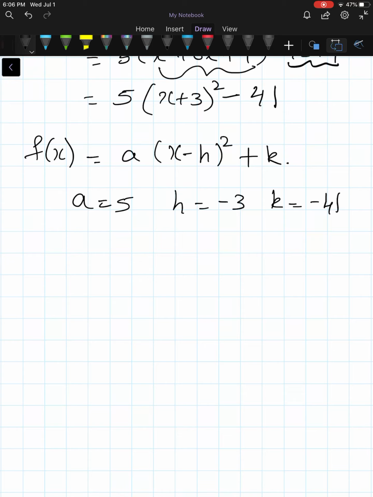Okay, what else are we asked to find? We found the standard form. Then sketch the graph of f. You can do that using a table of values and calculating the values of the function.